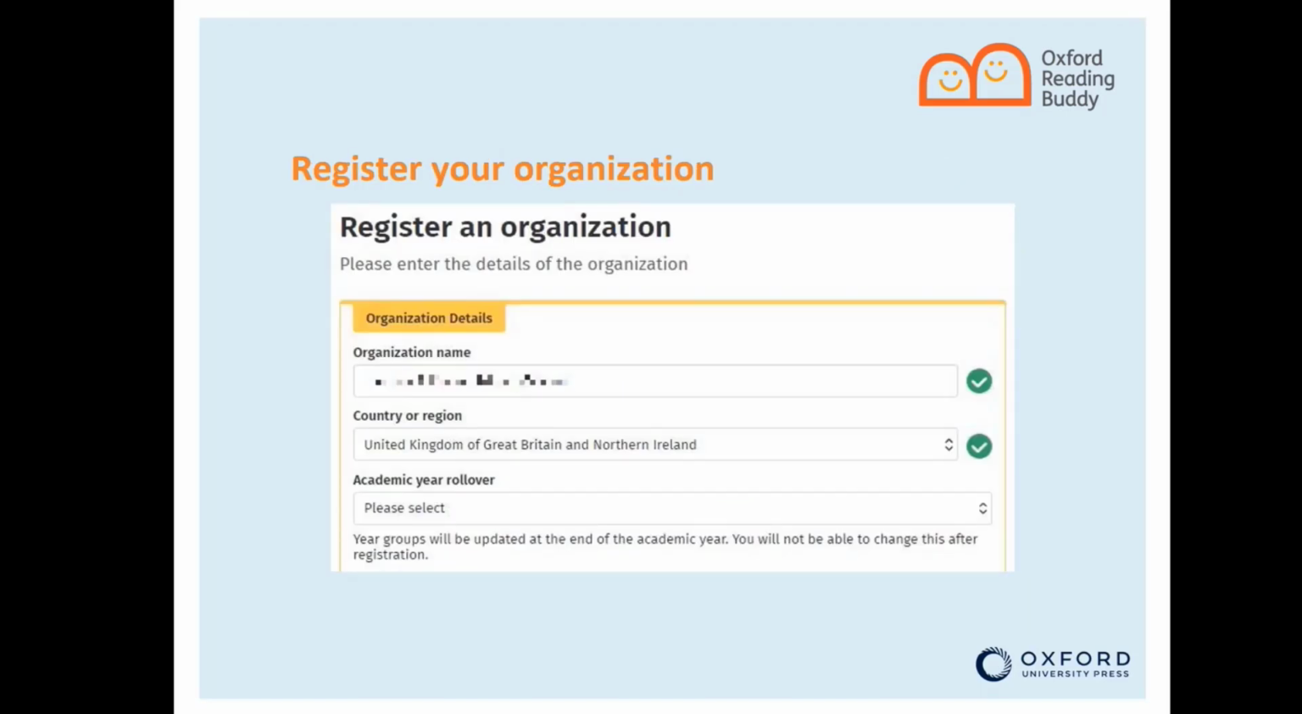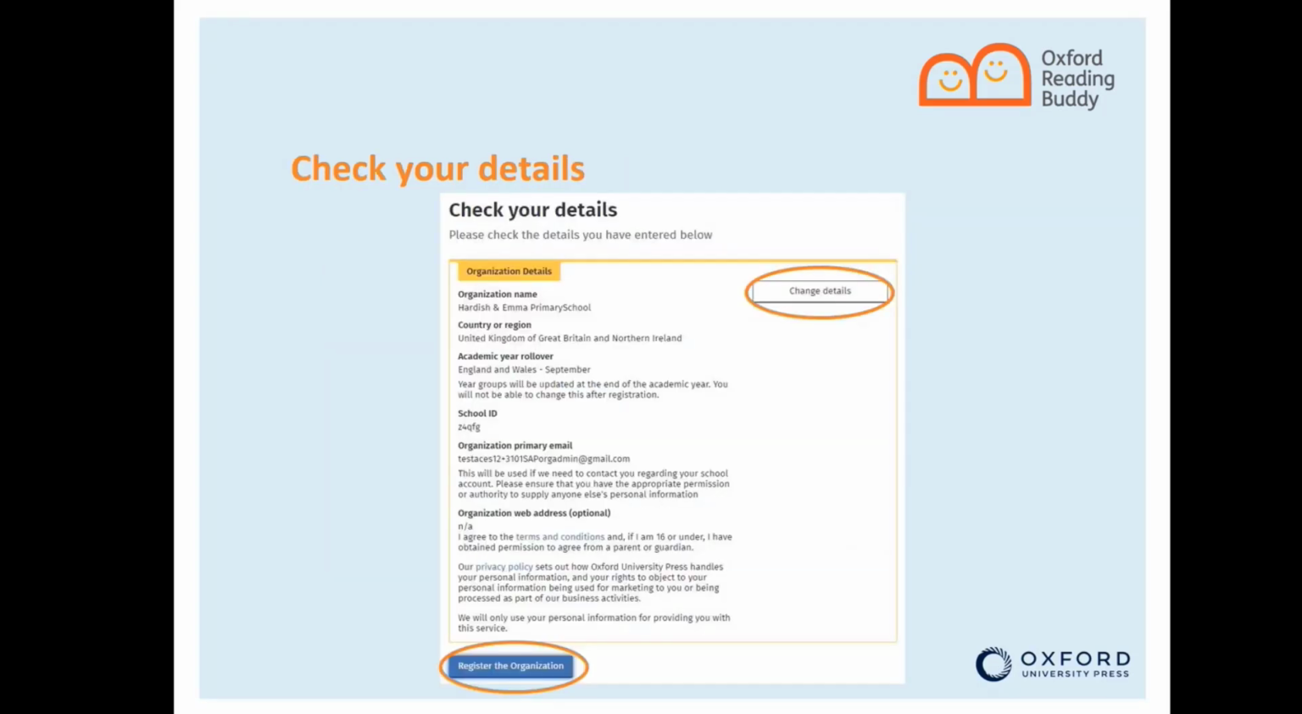Once your Oxford ID has been created, you will then be taken to a page that looks like this. Fill in the form with your organisation details, including your academic year rollover, and click Continue. Check your details on the next screen. If you are happy, click Register the organisation at the bottom of the page. If you need to change anything, click Change Details in the top right.